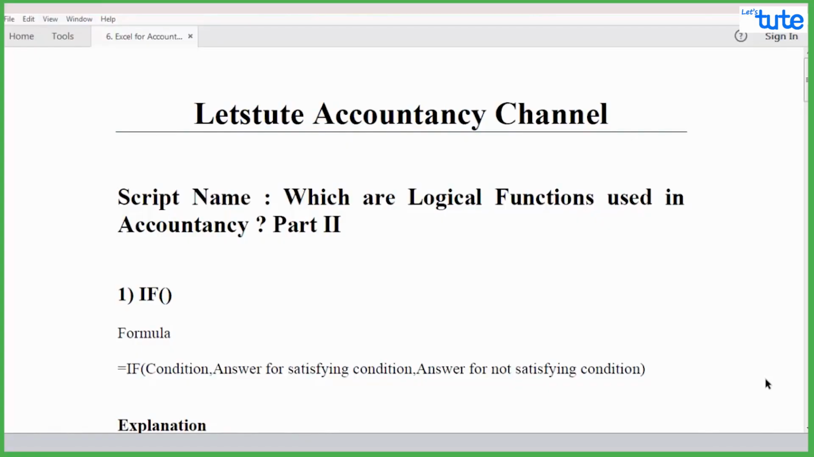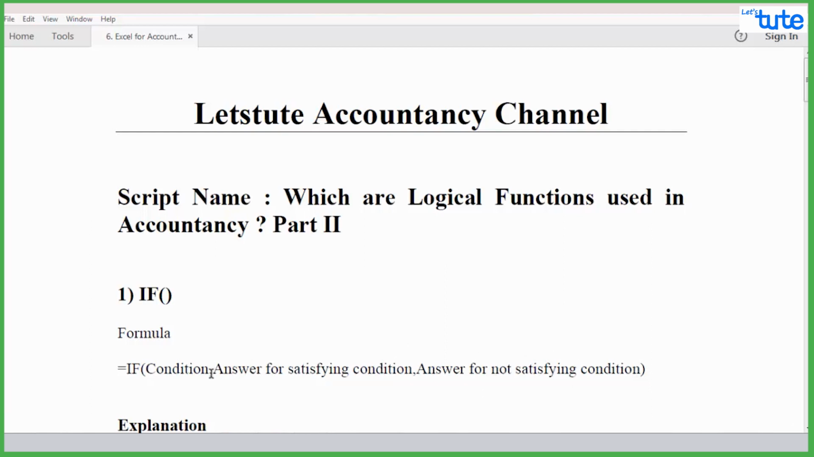In part 1 we covered AND, NOT, OR. In part 2 we will cover the IF function. Now if you want to apply the IF command, the rule is that you type IF, bracket open, and give your first condition. If the condition is satisfied, then what is your answer? If the condition is not satisfied, then what is the answer?